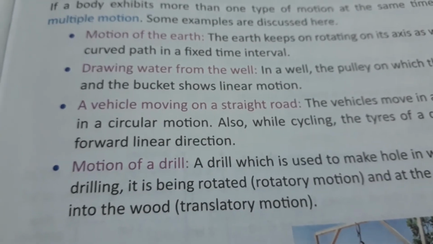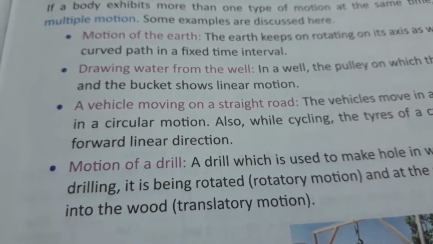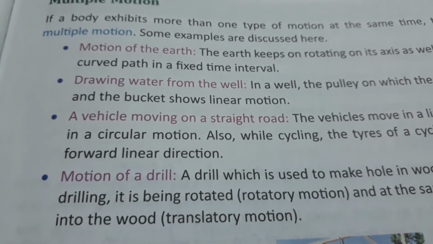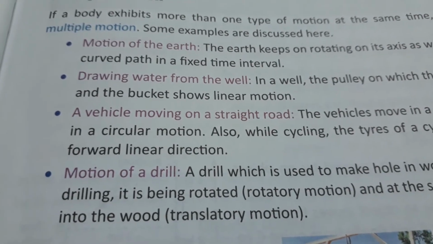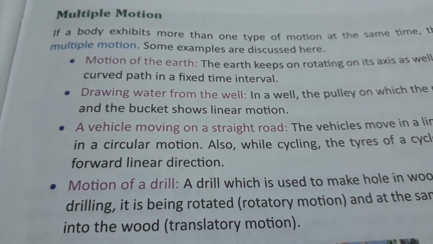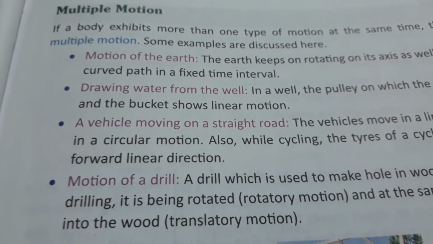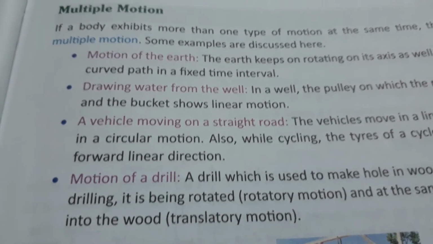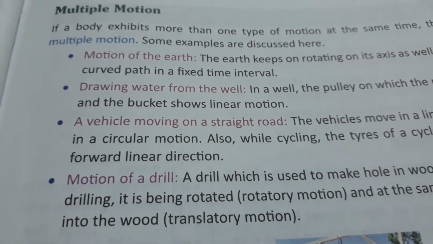Next one, a good example is a vehicle moving. When a vehicle is moving on a straight road, what can you observe? The vehicle is moving forward, and you also observe the tires rotate on the axle. Tires rotate and move forward.